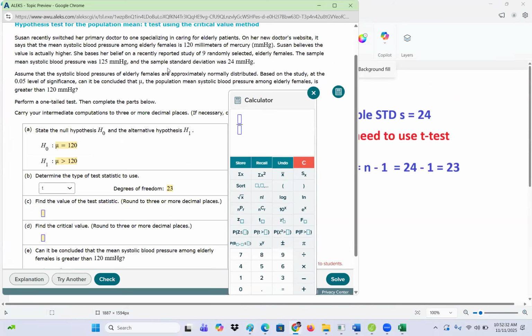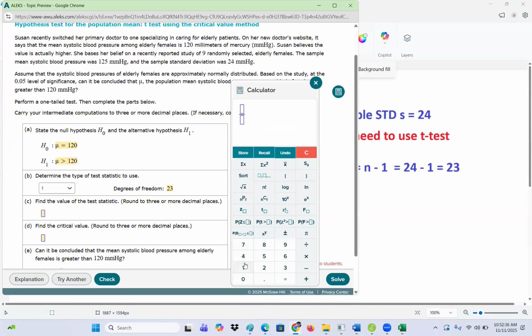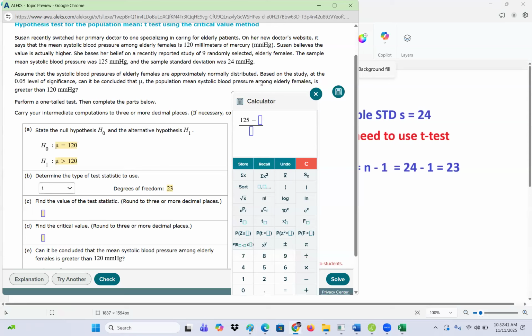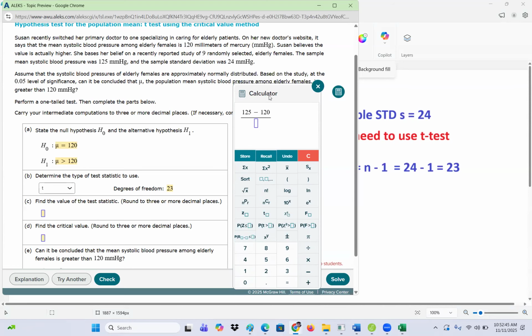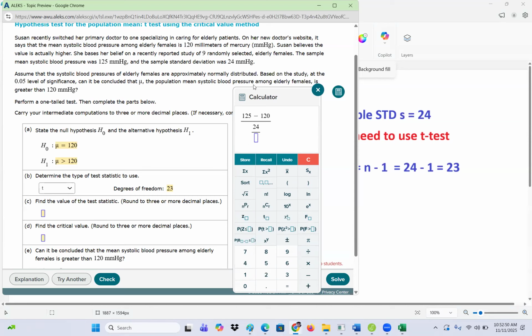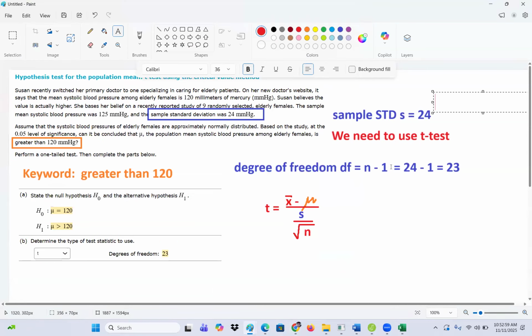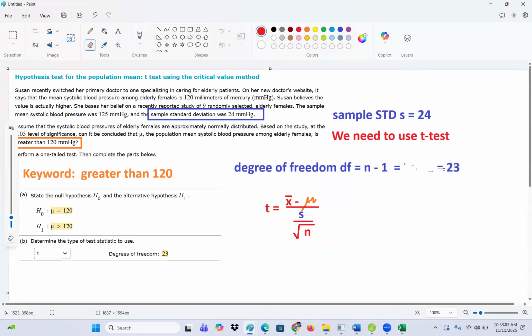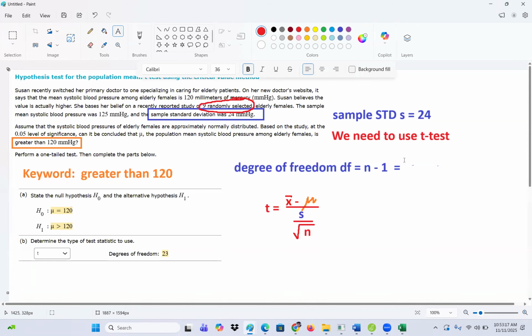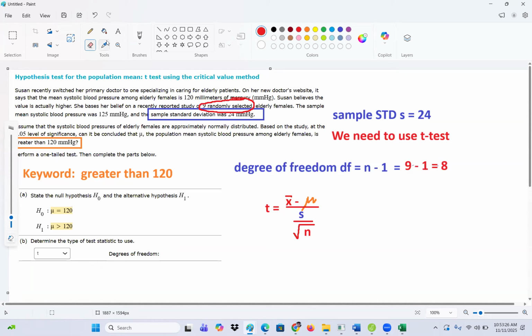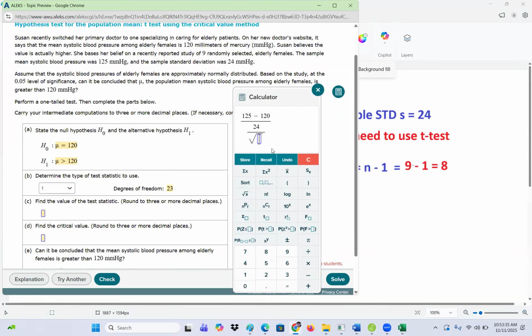So we can just simply divide. The sample mean was 125, minus the testing mean of 120, over the standard deviation, which was 24, divided by the square root of n. Oh, okay, so n was 9, not 24. I'm so sorry. So n equals 9. That would be 9 minus 1, which is 8. So that would be 8 degrees of freedom. All right, so we're going to do that, and then divide by the radical of 8. So this is what we have.